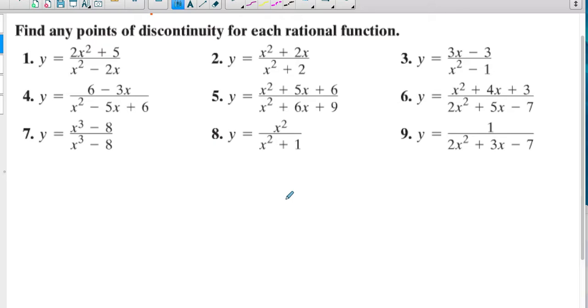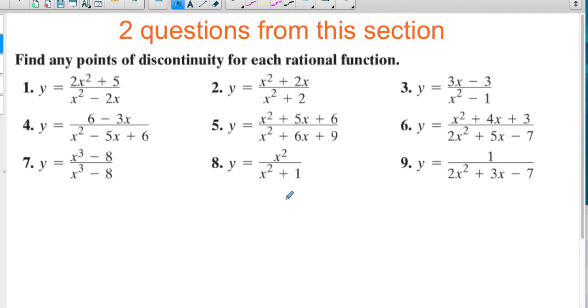Alright guys, we're going to wrap up the test prep questions from 9.1 through 9.3 by doing 9.3. From each of these sections, there are 2 questions. So this is from 9.3 day 1, 2 from 1 through 9, 2 from the 10 through 18, and then 2 from the final section. We did the 19 through 24.